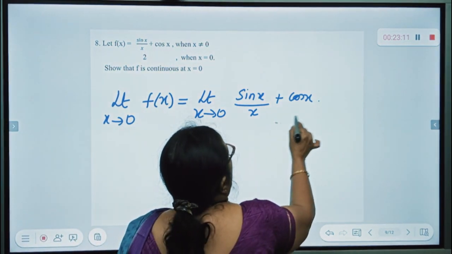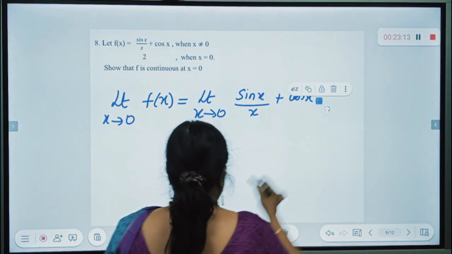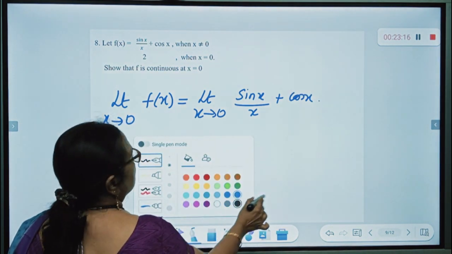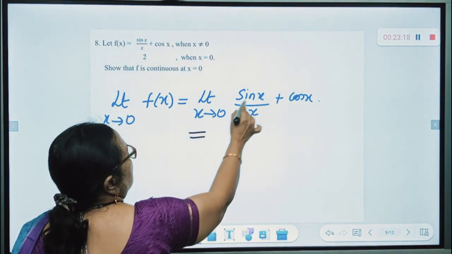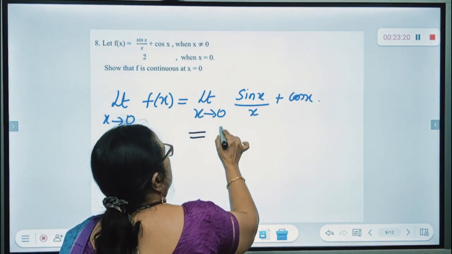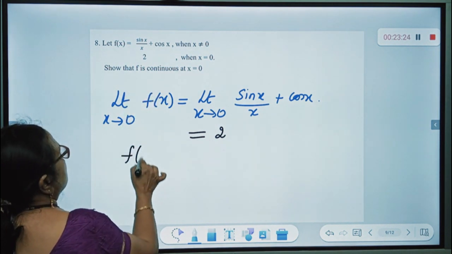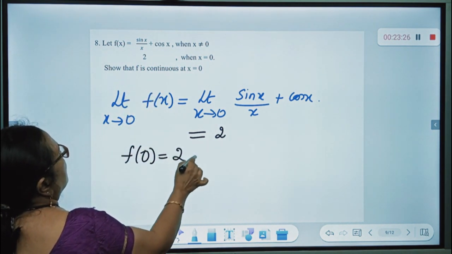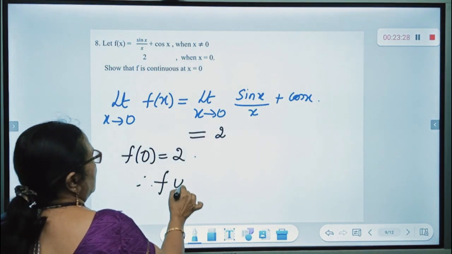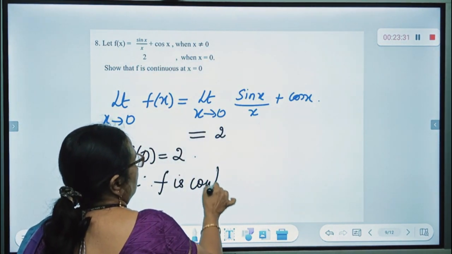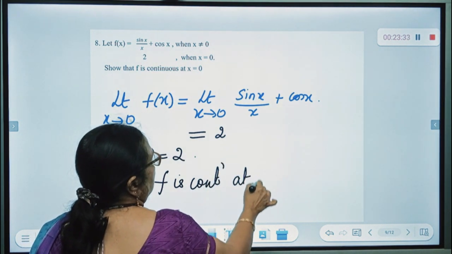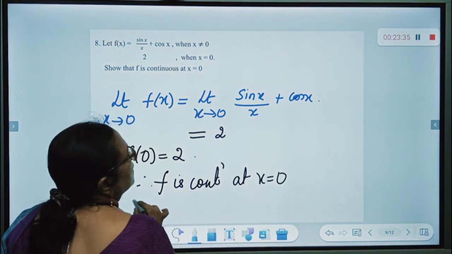So this will be equal to, this is 1, cos 0 also is 1, so this is 2. So you know that f of 0 is 2. Therefore f is continuous at x equal to 0. Is it clear?